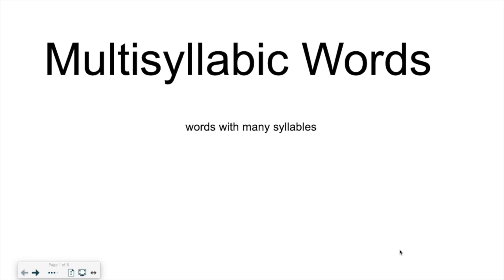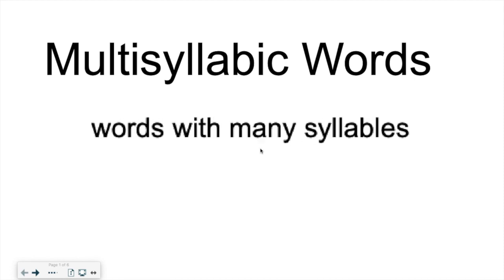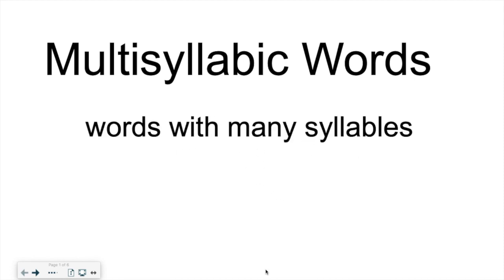Today we're going to talk about something called multisyllabic words. That sounds like a super duper fancy word there, multisyllabic. But what multisyllabic means is words with many syllables. Because when you're reading, a lot of times you're going to come across words that don't just have one syllable type, like a closed syllable, but they have a couple of syllables in them and there's lots of letters.